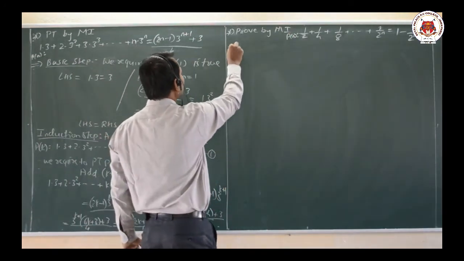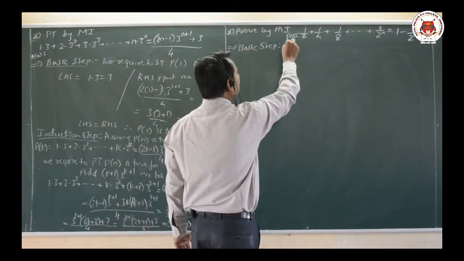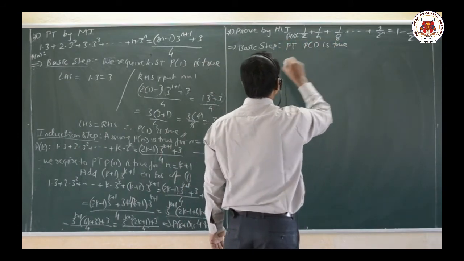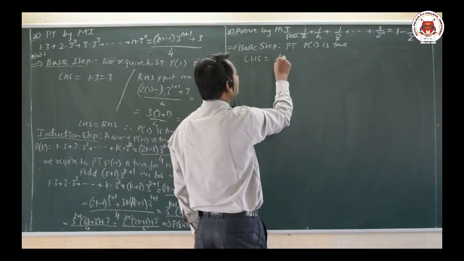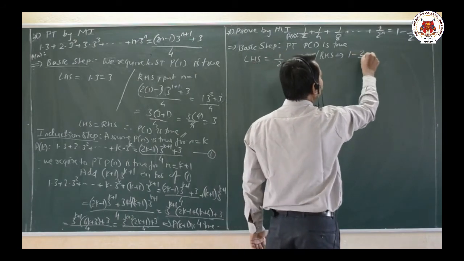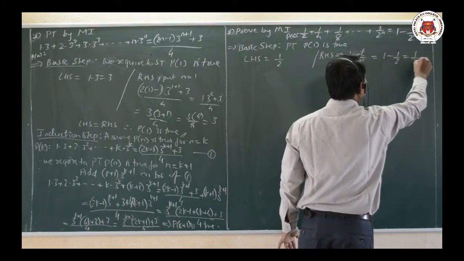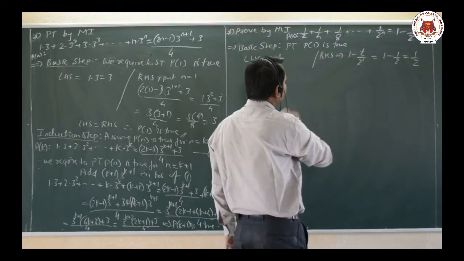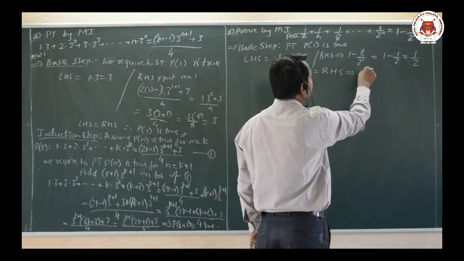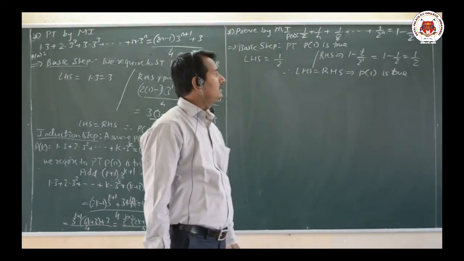Now here the first step is the basic step. What is the basic step here? We require to show or prove that P of 1 is true. That means, what is the LHS part here, dear students? 1 by 2. And RHS is 1 minus 1 divided by 2 root 1, that is 1 minus half, that is nothing but half. So therefore LHS is equal to RHS, that implies P of 1 is true. What we had shown? We had shown that P of 1 is true here.